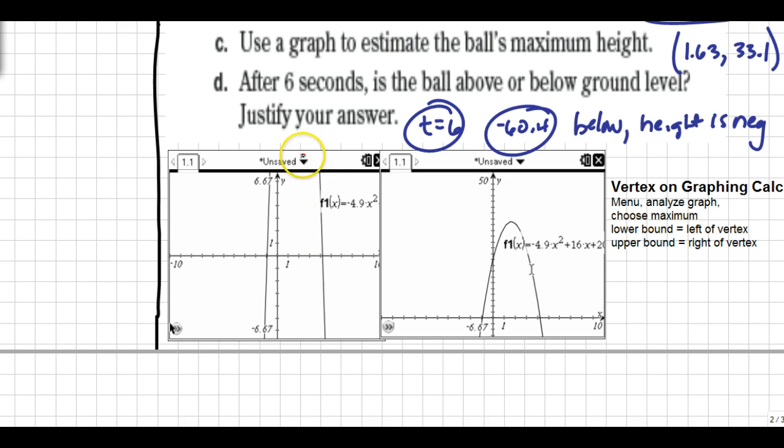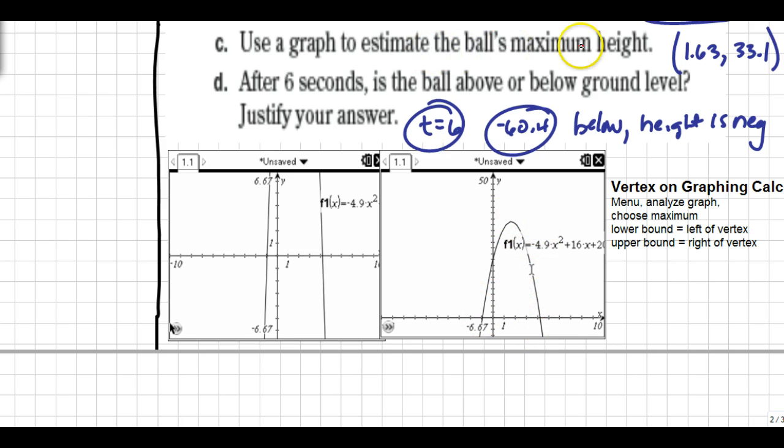So I could tell right away that I needed to modify the window. So when I modified the window, I went to Menu, Window, Window Settings. I knew I needed to see higher up, so I modified that upper number, or the Y max, to be 50. So that was the only number that I changed, and that was just a guess. I probably tried 25 first, and when that didn't look good enough, I upped it to 50. So when I did that, I got this nice graph here.